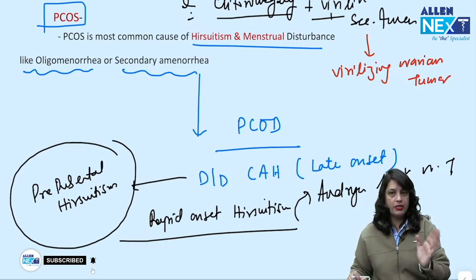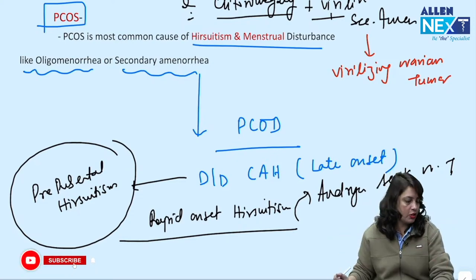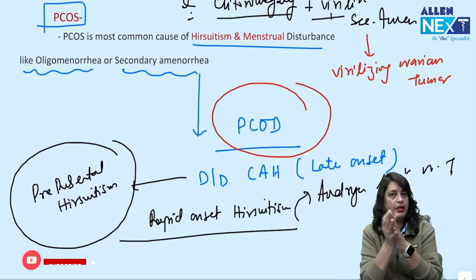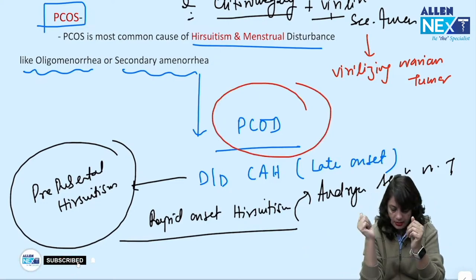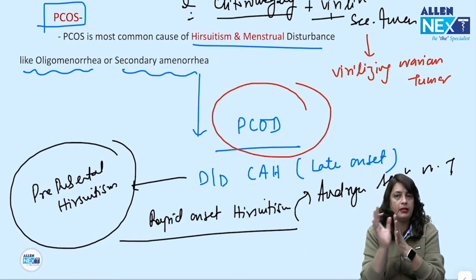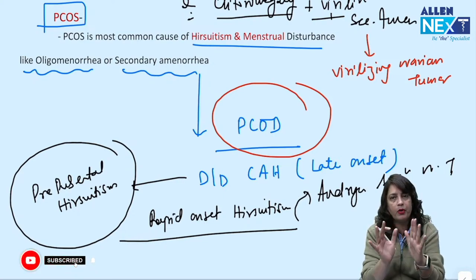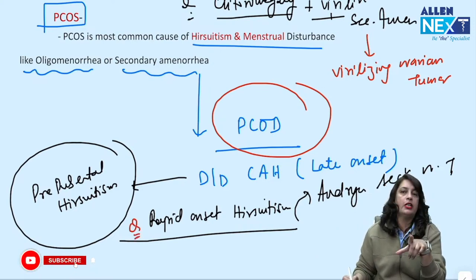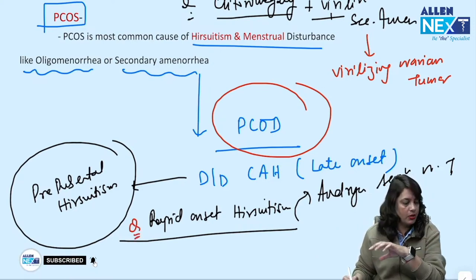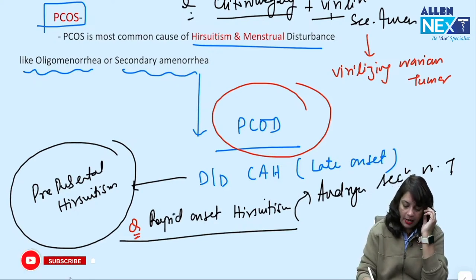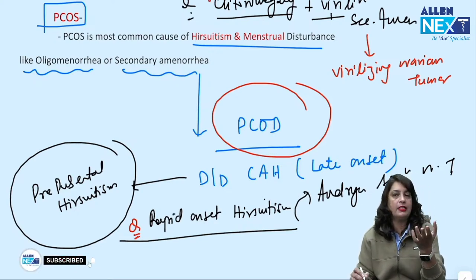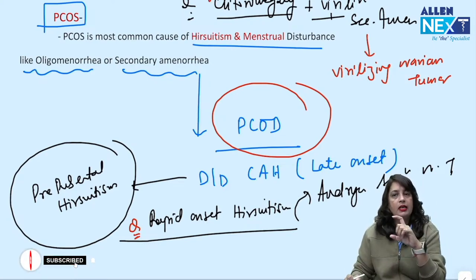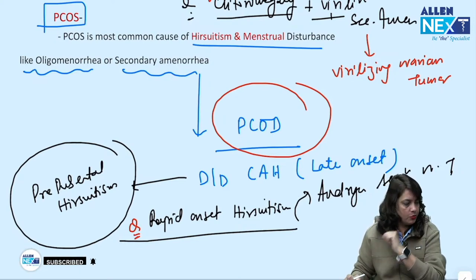Hirsutism, menstrual disturbance, young patient, provided other causes of hirsutism ruled out, your answer is PCOD. Close differential diagnosis is congenital adrenal hyperplasia, late onset. Then the hint in the question will be prepubertal hirsutism. Third question, rapid onset of hirsutism, then androgen secreting ovarian tumor. If it is a female like 40-year, clitoromegaly, virilization, secondary amenorrhea, voice changes, then that is virilizing ovarian tumors.